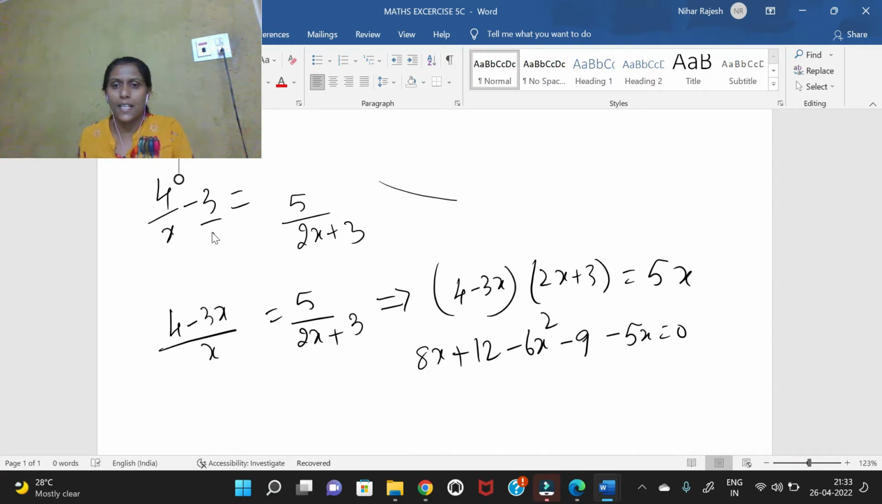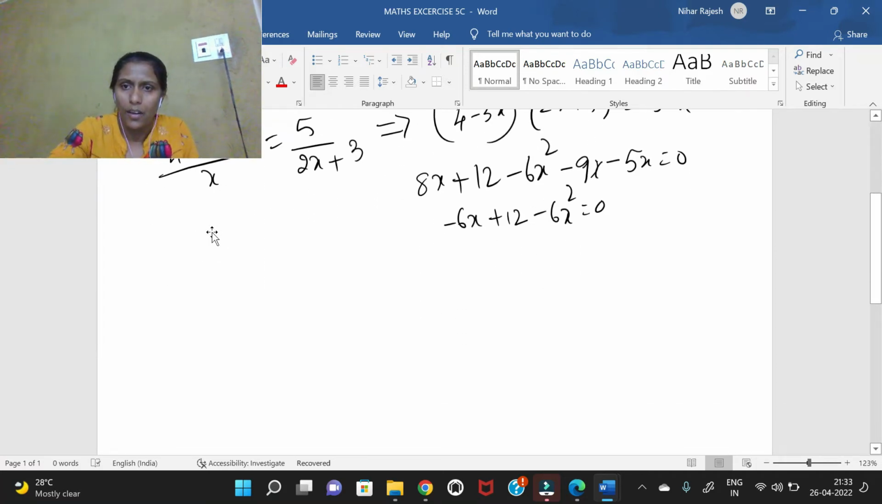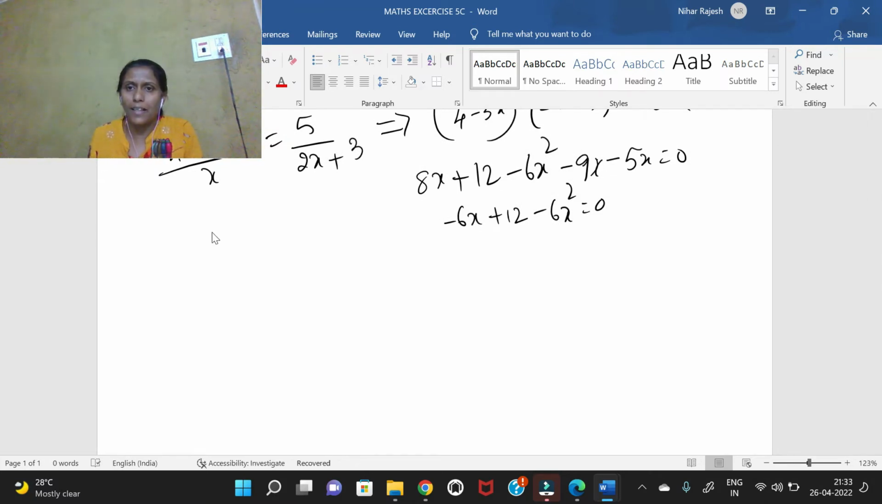Okay, so it is 8x, minus 9x, minus 5x, so minus 6x. So which will become minus 6x plus 12 minus 6x square is equal to 0. Having said this, now let's move on with multiplying the entire equation by minus 1. Yeah, we can do that. Why? Because let us put it in a proper format. That's all my concern here. So 6x square plus 6x minus 12 is equal to 0.